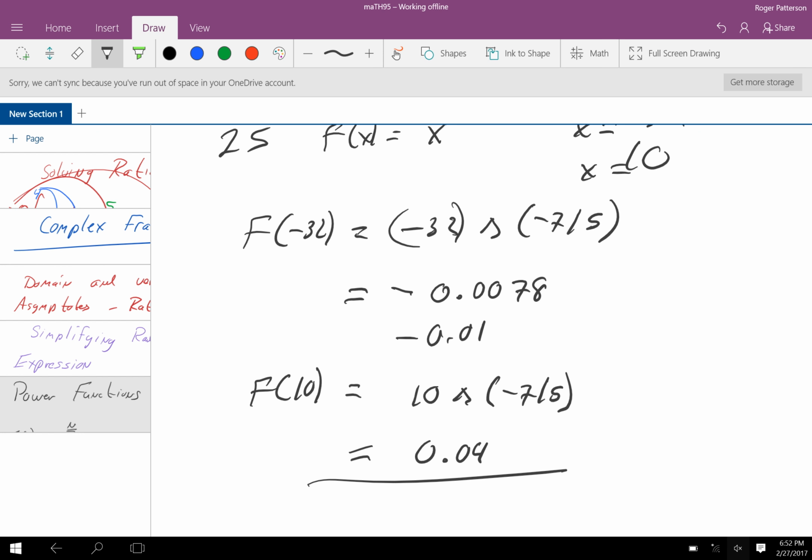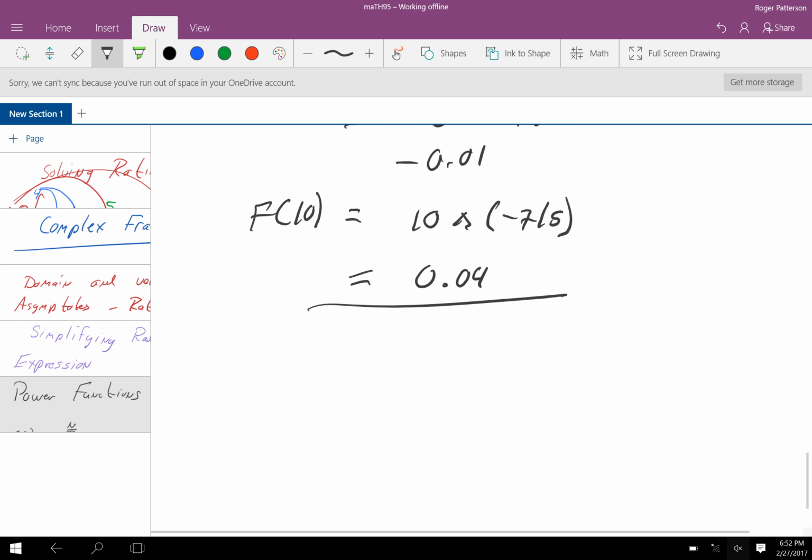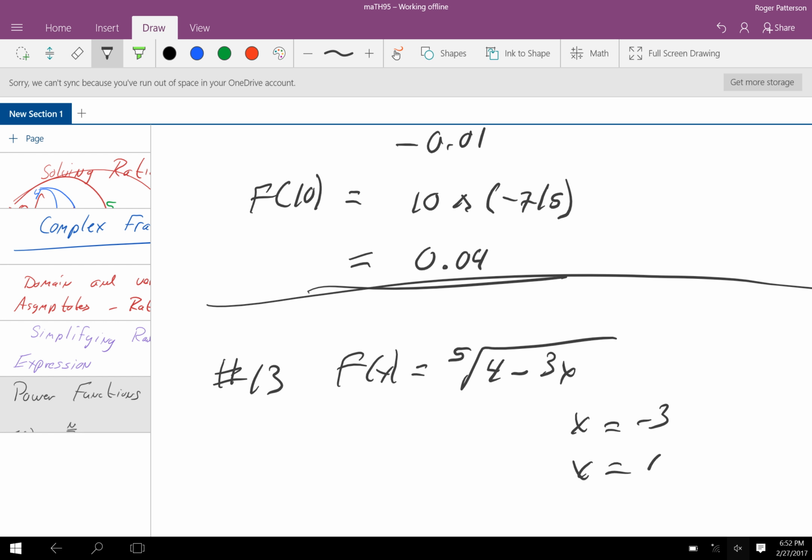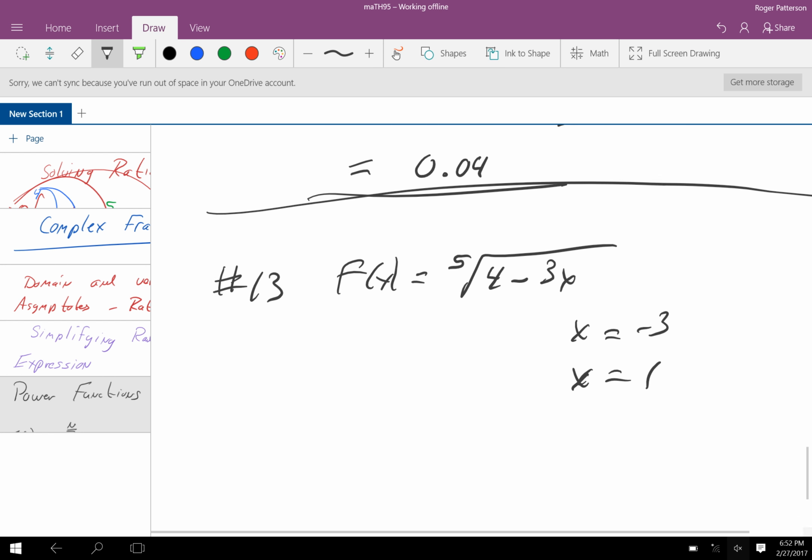Any other questions on there? 14? Yeah, 13. Which one you want? Pick one we have to do. That would be 13. So f of x equals, is that a fifth root? Yeah. 4 minus 3x. X is negative 3. X is 1. So then we're just going to put those in.